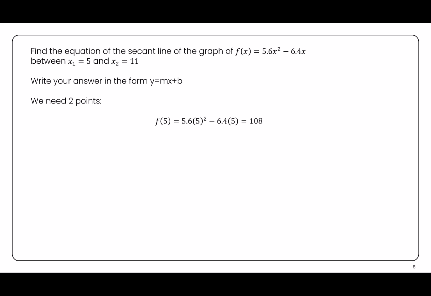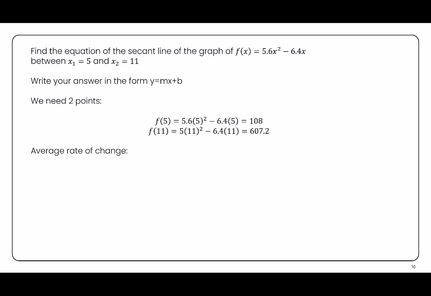We'll find f of 5 is 5.6 times 5 squared minus 6.4 times 5, which is 108. We'll also find f of 11 is 5 times 11 squared minus 6.4 times 11, which is 607.2.